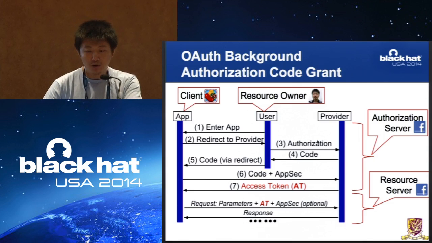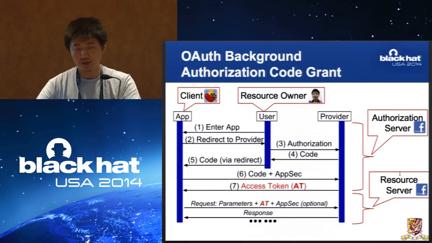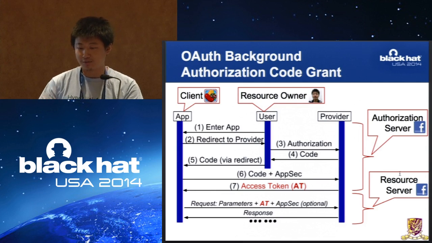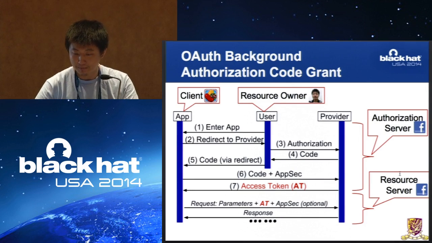Okay, and in the OAuth terms, actually the app is called client, the user is called resource owner, and the provider is divided into authorization server and resource server. But in our case, since we're talking about online social networks, the provider serves both roles as authorization server and resource server. So we only use one participant here.